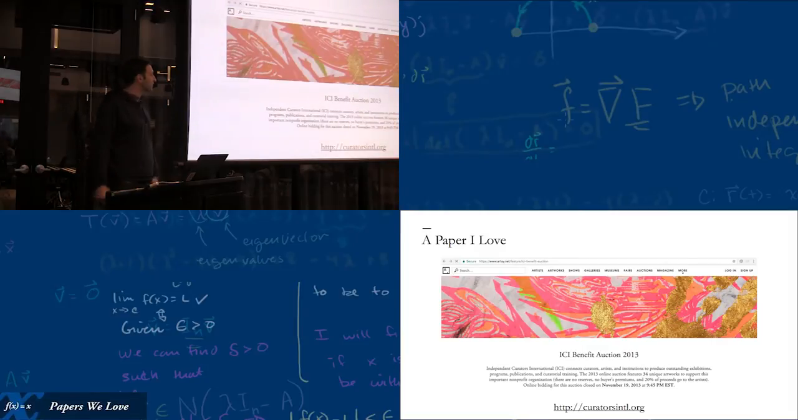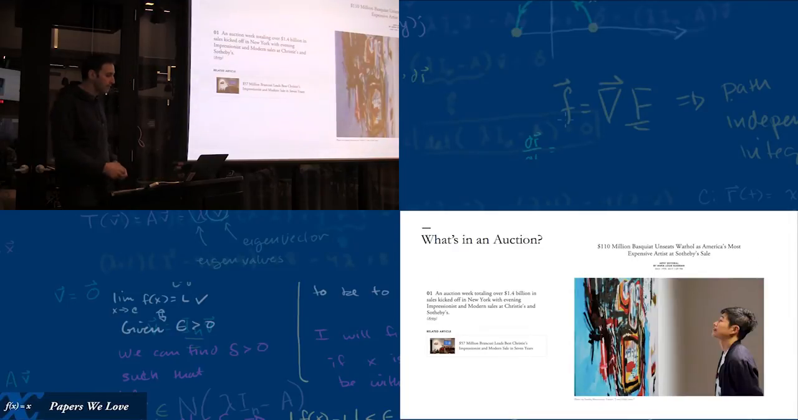This was from the first auction we did for a wonderful nonprofit organization called ICI, Independent Curators International, that literally gives money to artists, to curators, to work on their projects. And this was a huge success. So what's an auction?